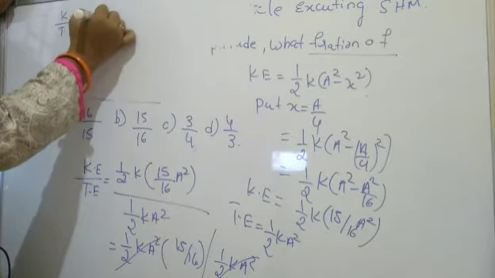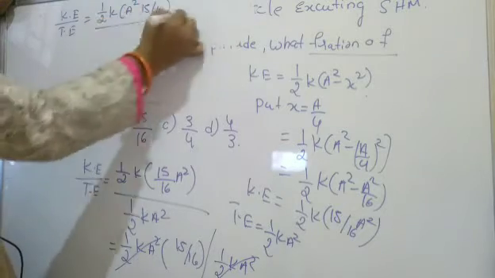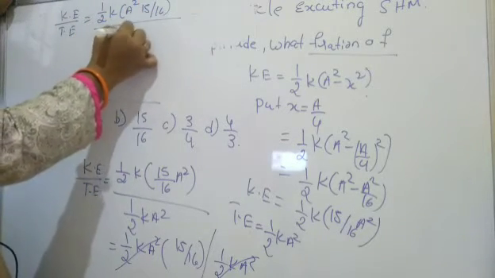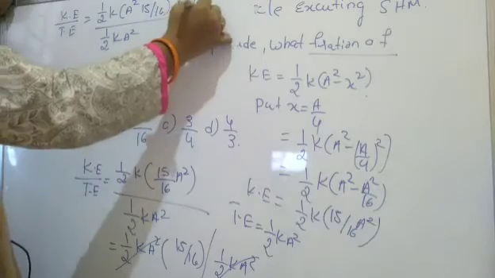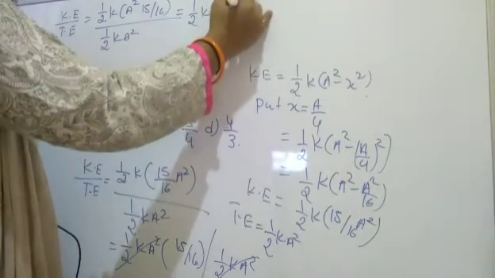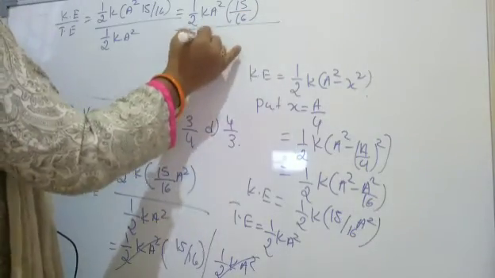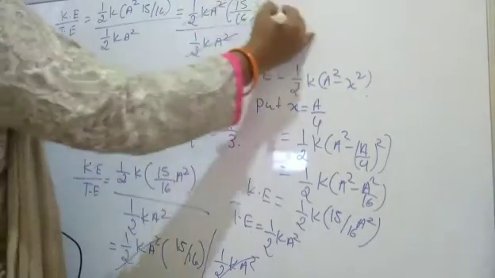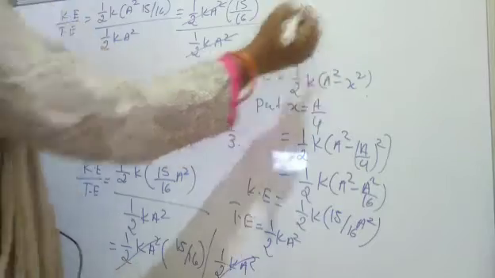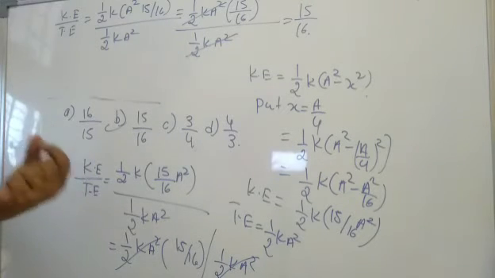We are getting 1 by 2 K A square, 15 by 16 we got, no. So 1 by 2 K A square it is. Make it separate here, 1 by 2 K A square. Right, so 1 by 2 K A square times 15 by 16, divided by 1 by 2 K A square. So this will cancel, remains with 15 by 16. So the option is B here. The second option will be the correct answer for the given problem.